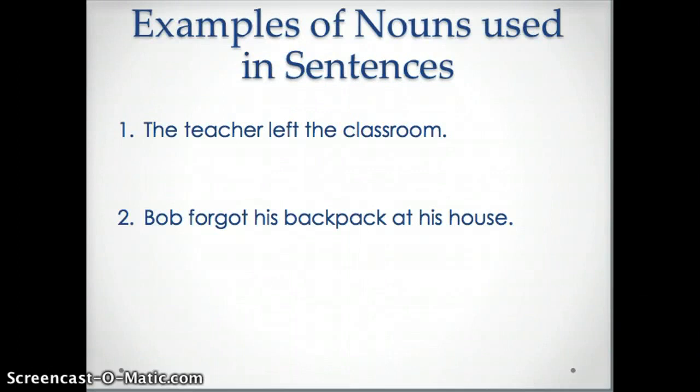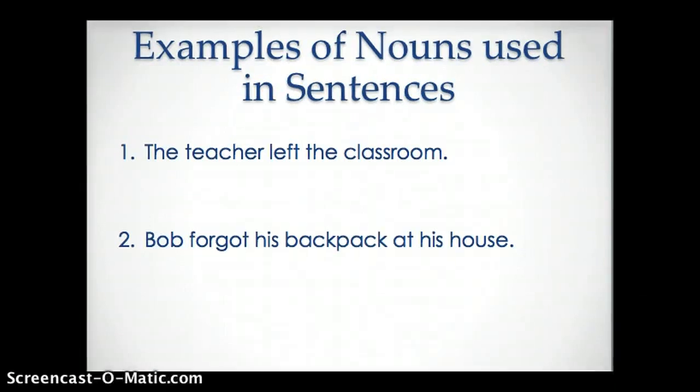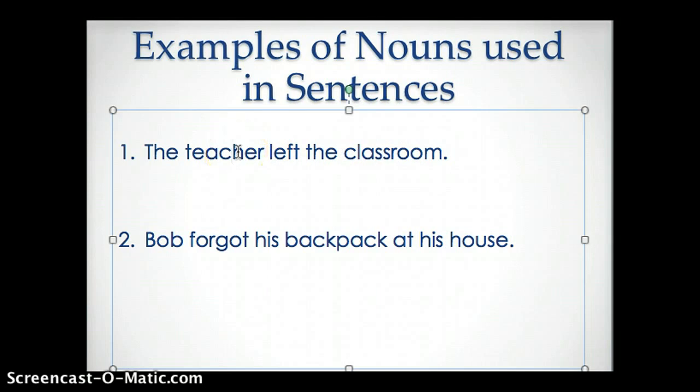Now that you see a few examples of nouns, I will show you how to identify nouns in sentences. In the following sentences, I will point to every noun that is in that sentence. Let's look at the first sentence. The teacher left the classroom. I would point to teacher and classroom because those are the nouns in that sentence. Teacher is a person and classroom is a place.